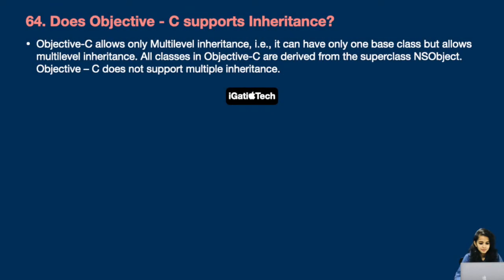Does Objective-C support inheritance? Objective-C allows only multi-level inheritance. It can have only one base class but allows multi-level inheritance. All classes in Objective-C are derived from the superclass NSObject, and Objective-C does not support multiple inheritance.